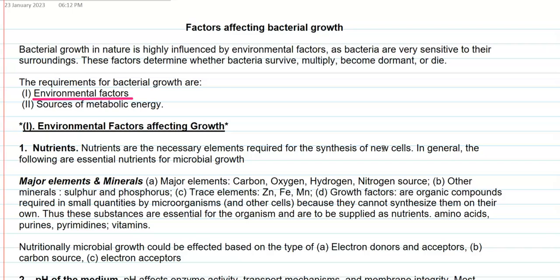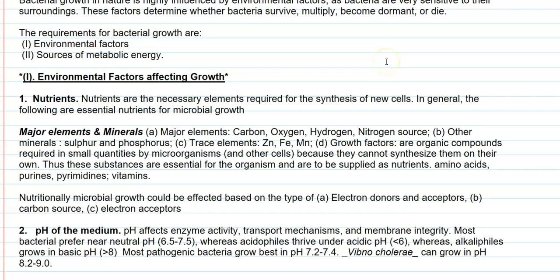One is environmental factors that can influence the growth. The other is a source of metabolic energy that is required for their survival and multiplication in the environment. First, we try to understand the various environmental factors that could be affecting their growth. The first one is nutrients, that is, what type of nutrient is available in the environment. Based on that, the growth could be influenced.